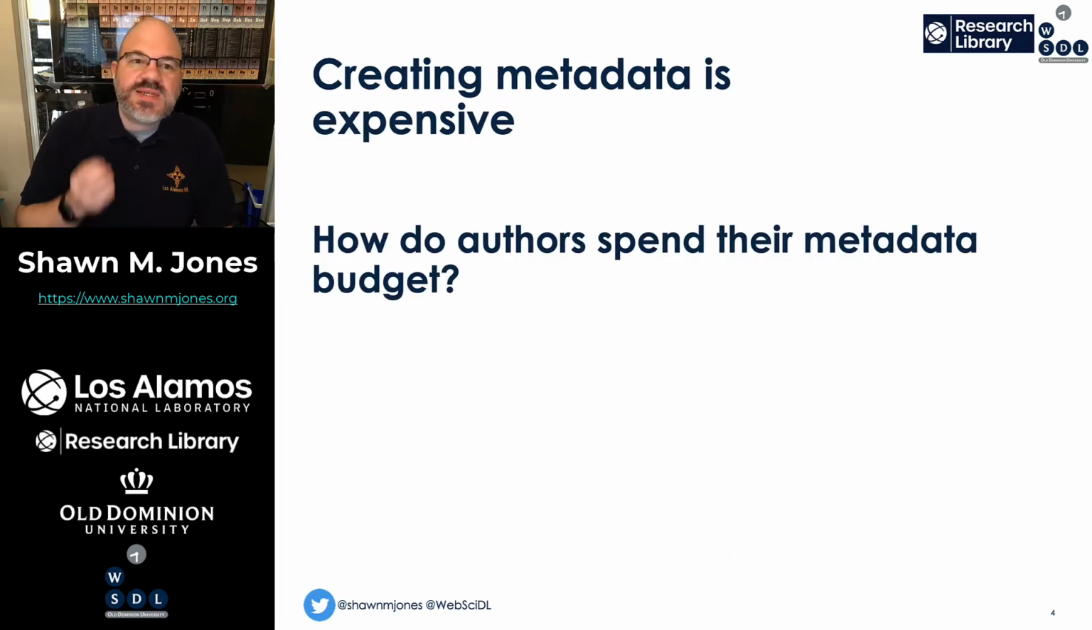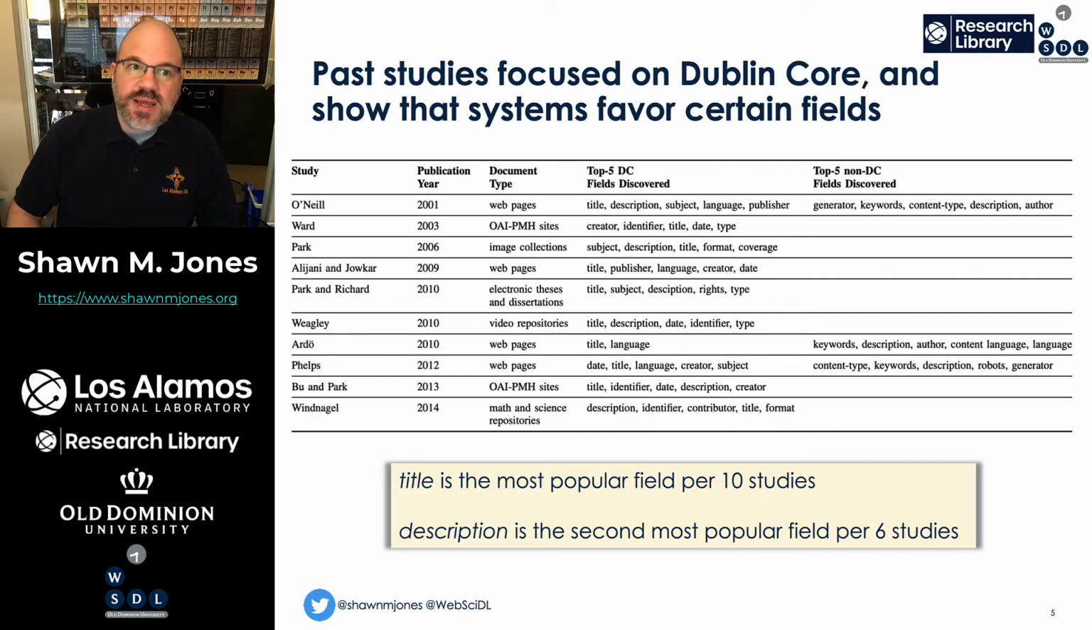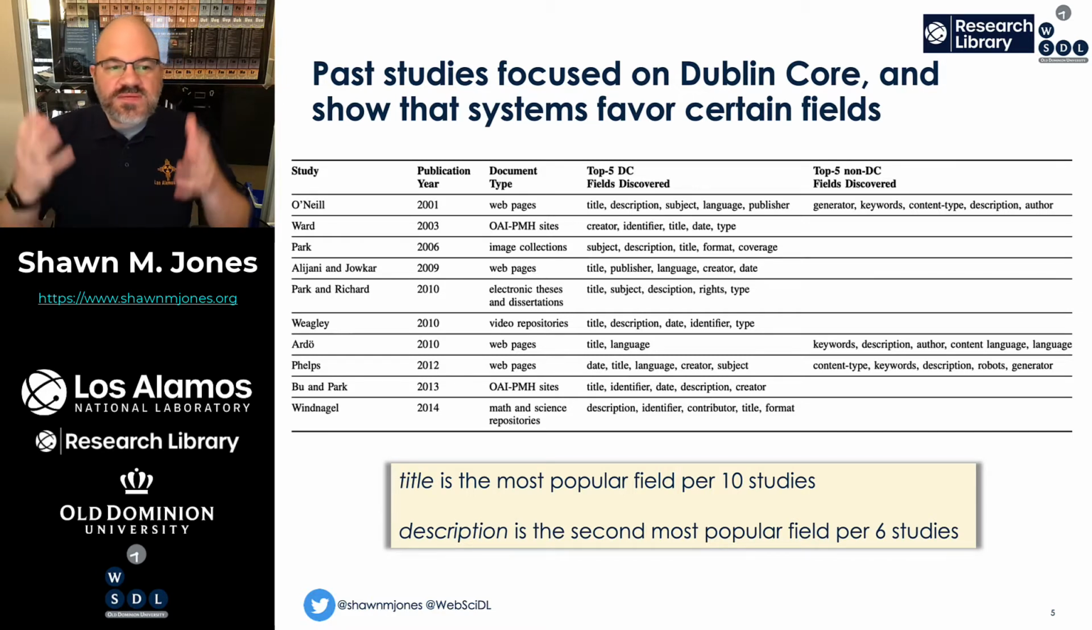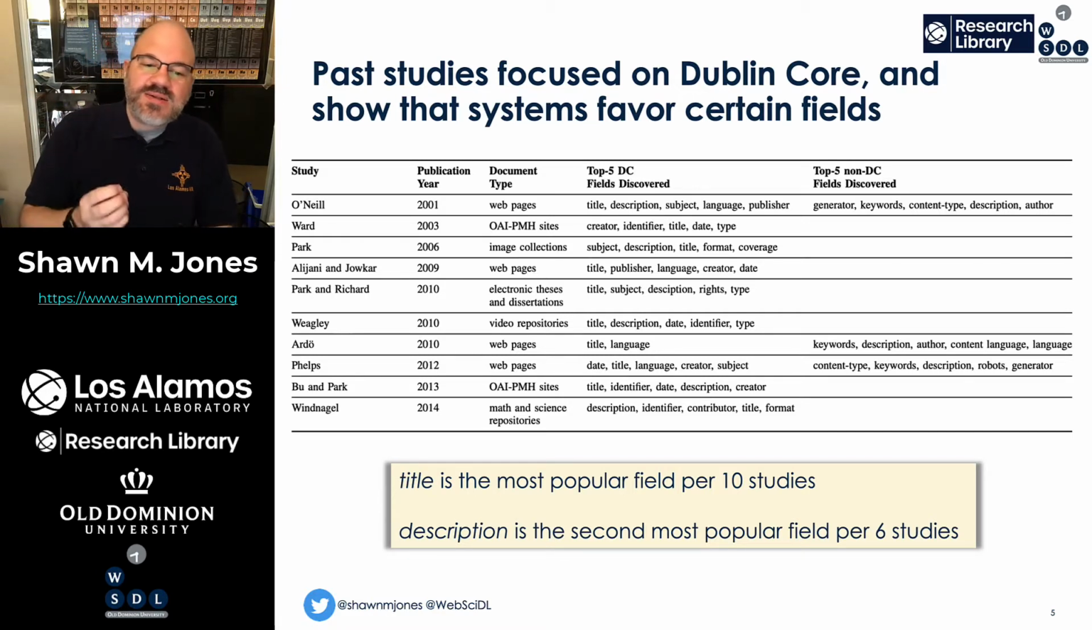But creating metadata is expensive. And so how do authors spend their metadata budget? Past studies focused on Dublin Core and show that systems favor certain fields. As we looked at various studies, we found that title is the most popular field per 10 studies. And description is the second most popular field per 6 studies. And there's variation in the other fields that people tend to prefer.